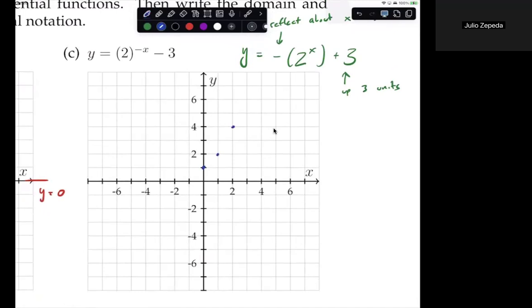There and 2, 8. Oops. Okay, so here's my parent function. I just graph the dots. If I reflect it about the x-axis, it's going to look like that. And then if I shift all these points up 3 units, 1, 2, 3, 1, 2, 3, 1, 2, 3, 1, 2, 3. And there's my graph.